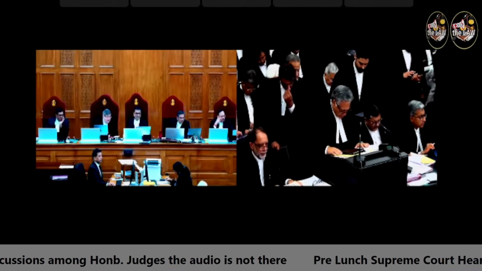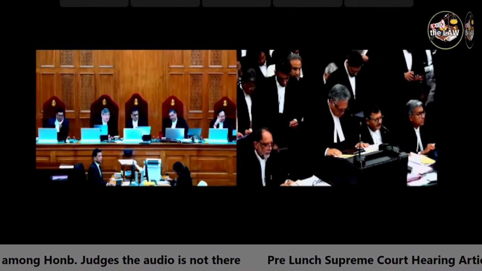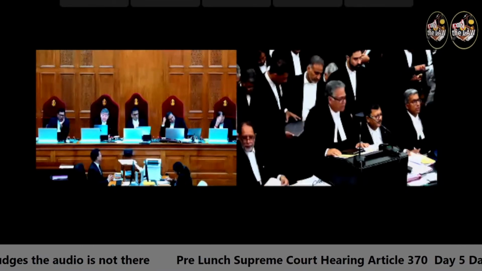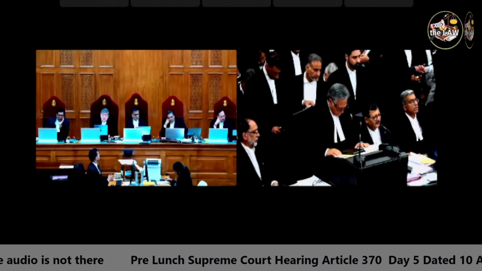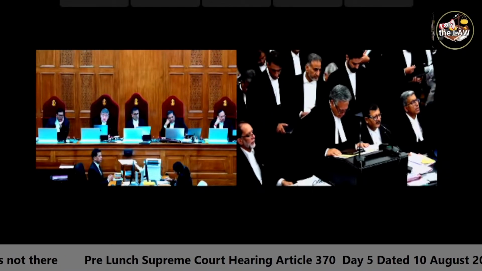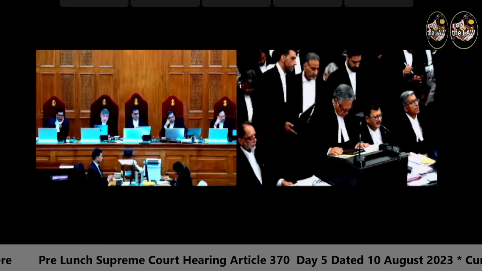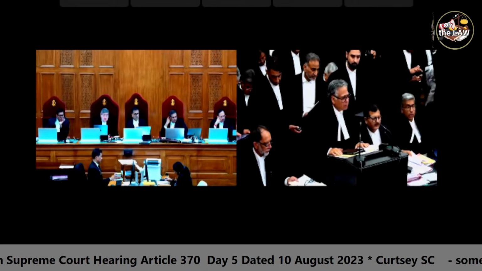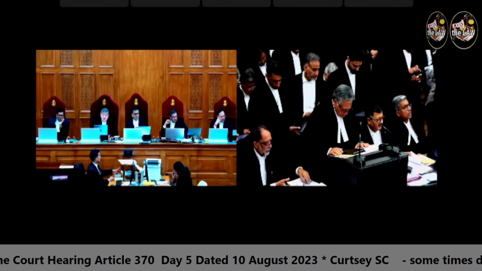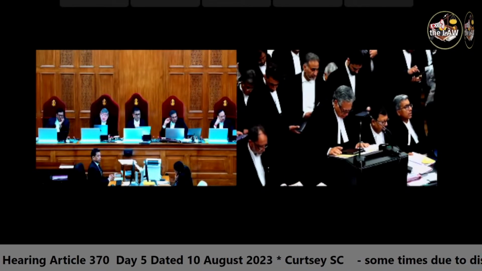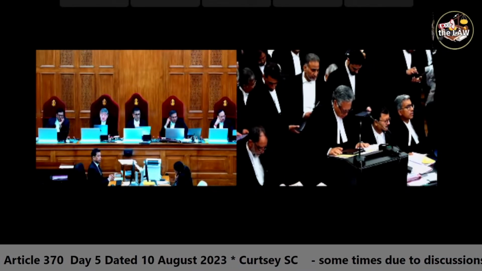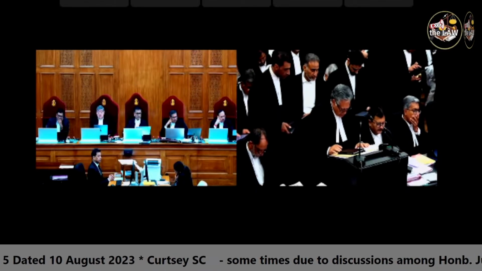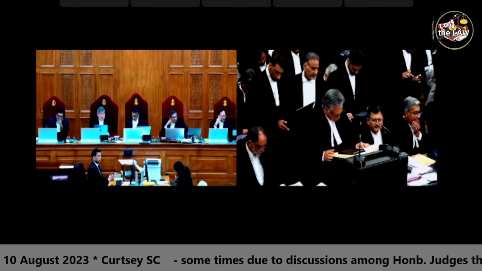In exercise of the powers conferred by clause 1 of Article 370 of the Constitution, the President, with the concurrence of the government of the state, is pleased to make the following order. This order may be called the Constitution (Application to Jammu and Kashmir) Order 1954. It shall come into force on the 14th day of May 1954 and shall thereupon supersede the Constitution (Application to Jammu and Kashmir) Order 1950.